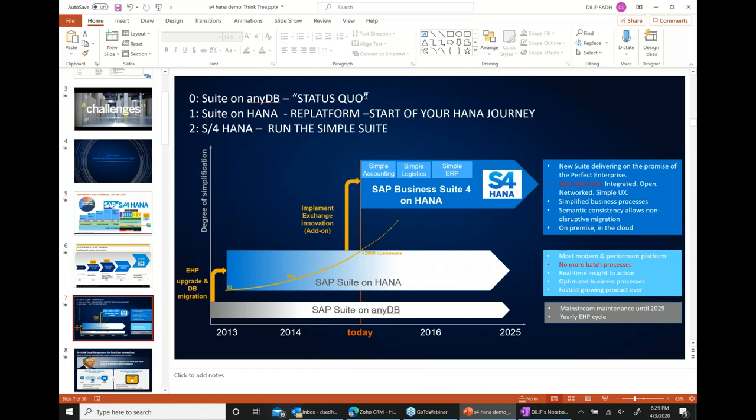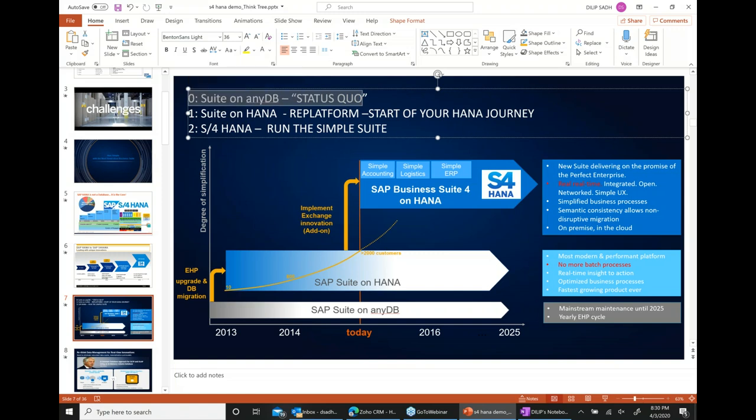Suite on any database, this was their glory. You can use my suite on any database, wonderful. I don't care, any operating system, I don't care. Then they came up with the approach, suite on HANA, which basically means you can put your ECC on HANA, which came in 2013, but nobody was doing it. They tried to sell the HANA database, nobody was buying it. They tried to migrate ECC platforms onto HANA, nobody was doing it. And then they came with SAP S/4HANA.